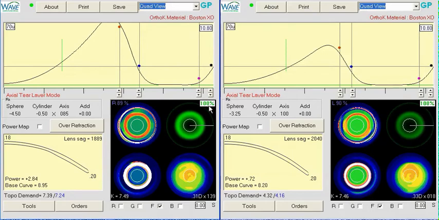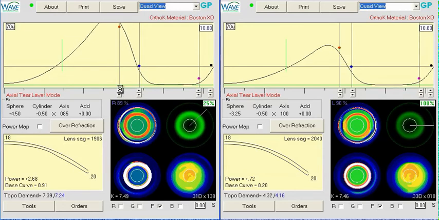Maybe go one more. Anytime we change the power in Wave, I do like to go in 25% mode and check the other meridians. You can see where we started at 284, 268. So we're getting some disparity between the different meridians. And I would go through and just touch these up so that we're a little bit more uniform.